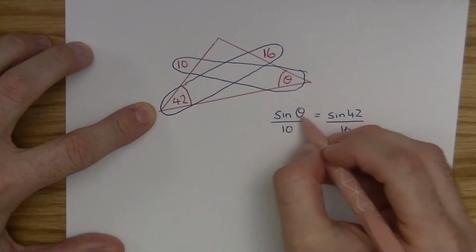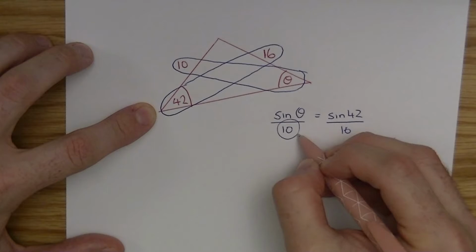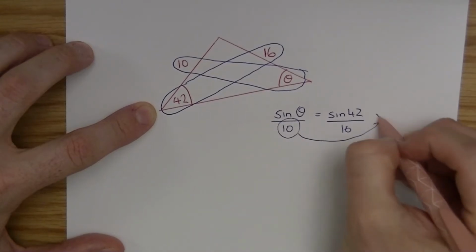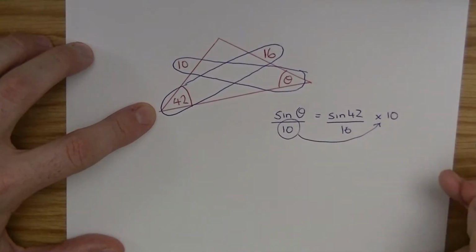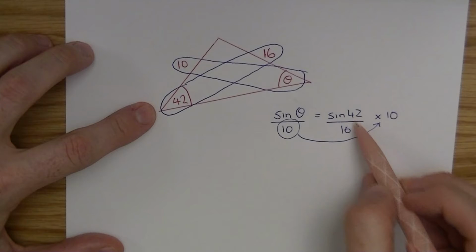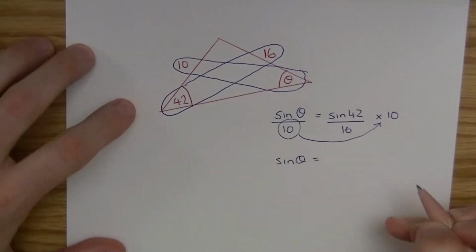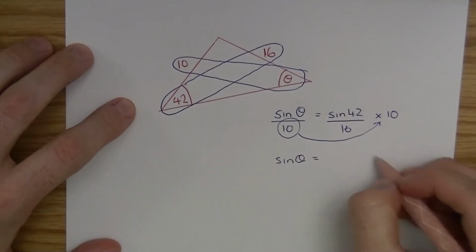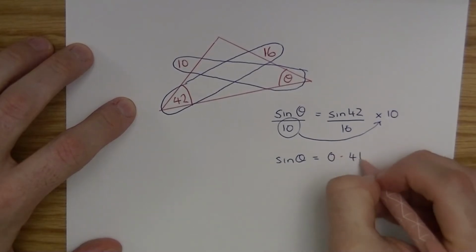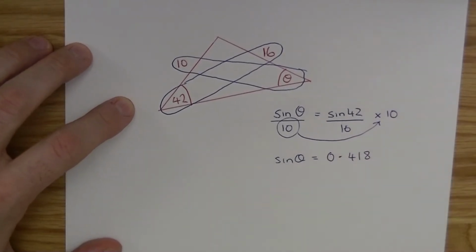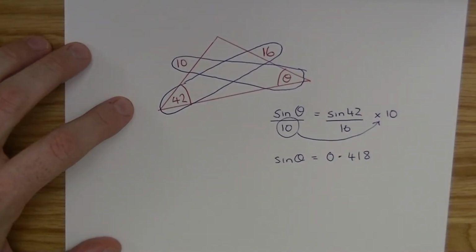I want to find theta, so at the moment I'm thinking let's move you, instead of being a divide by 10, you go up there as times 10, and I'm simply going to put into my calculator sine 42 divided by 16 times 10, and that comes out to be 0.418. Sorry, I'm rushing that. I hope that is correct. If you get something different, please do let me know.